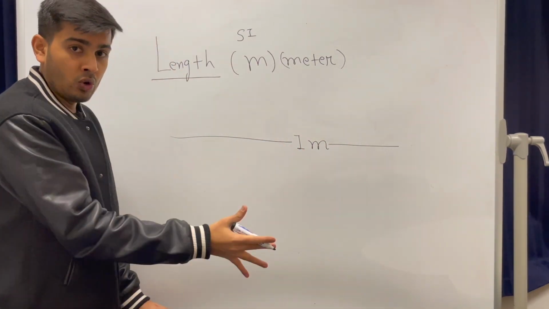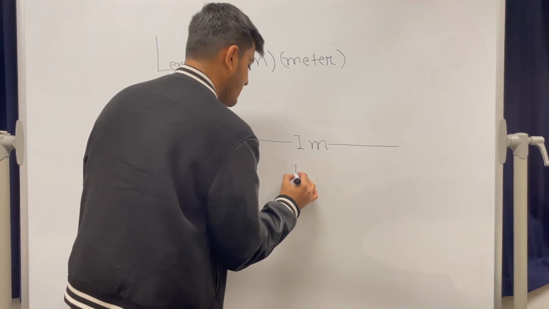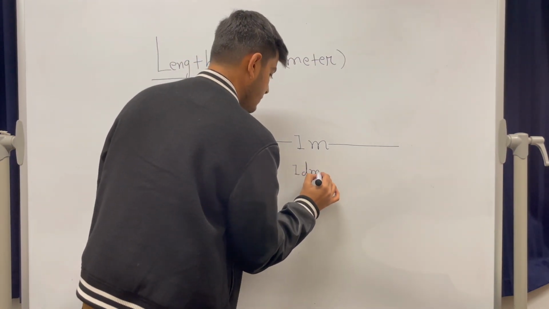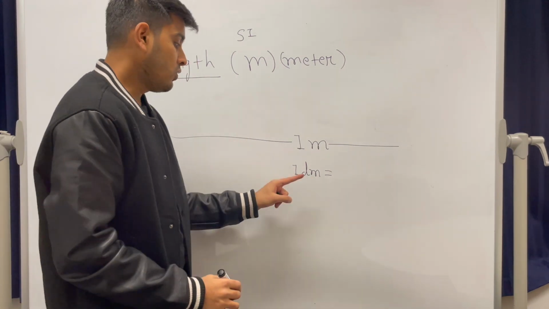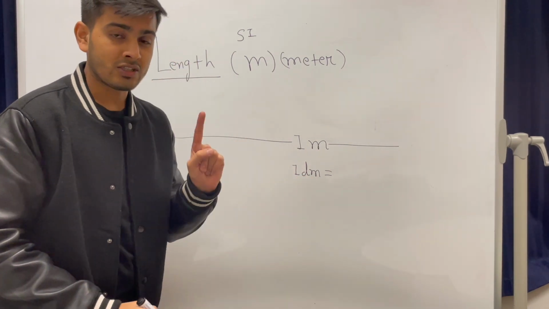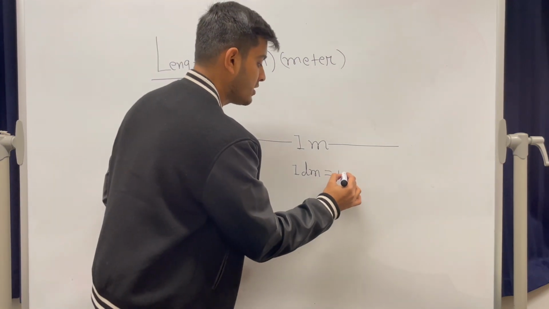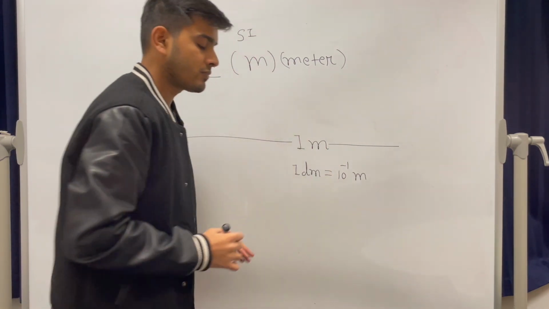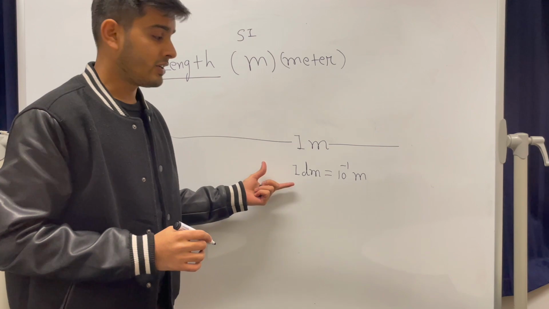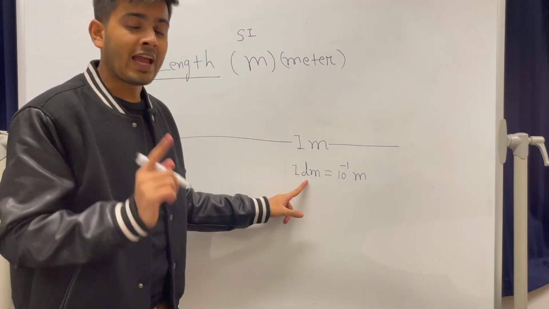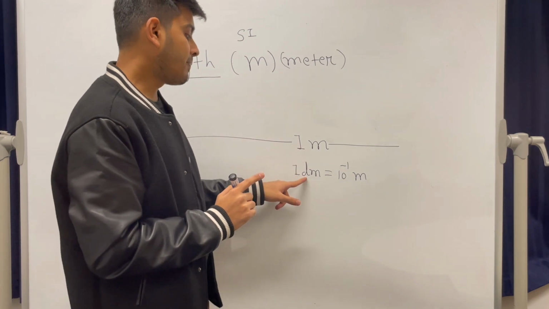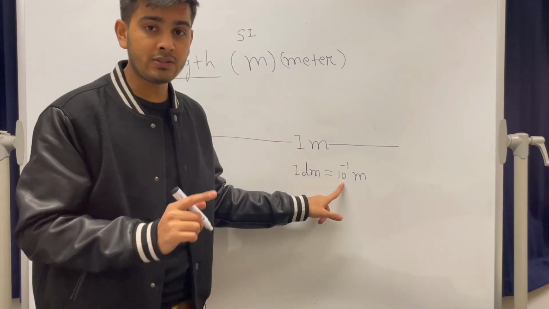Now we'll discuss the lower units. What about 1 decimeter? How many meters are there in 1 decimeter? So we know deci is 10 raised to minus 1. So it will be 10 raised to minus 1 meter. You just have to remember the prefix. Deci is 1 upon 10, the 10th part of a meter. So it will be 10 power minus 1.